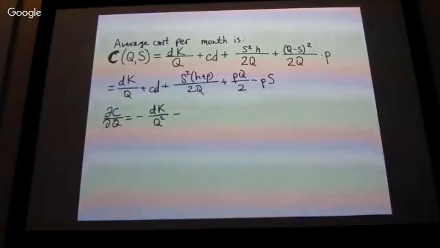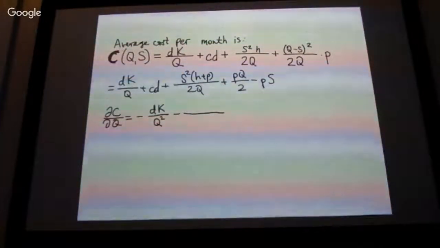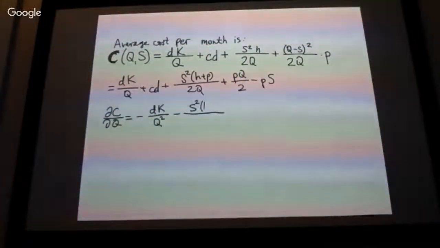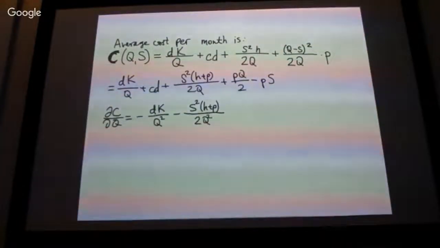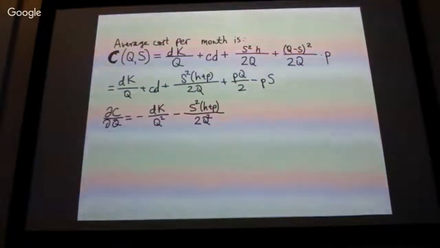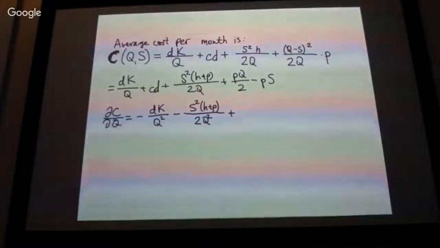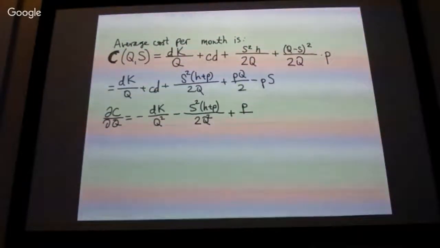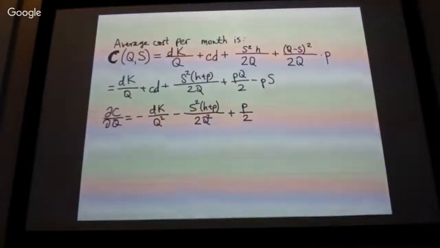The second fraction, the third term in there. S is constant now, so it'll be s squared times h plus p divided by 2q squared, I hope. You should be checking this because you know how to differentiate at least. And pq over 2, the derivative of that is just p over 2, and minus p is a constant with respect to q.